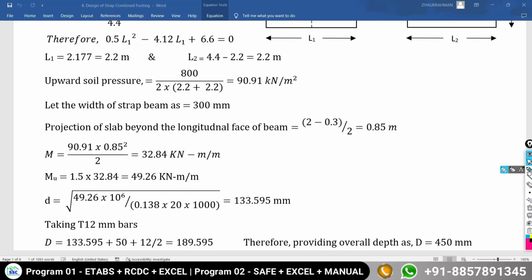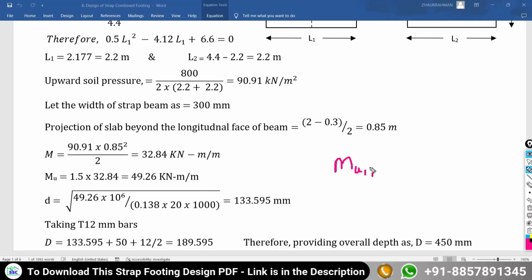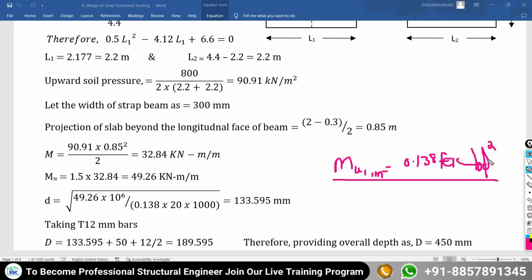Now I just want to calculate how much effective depth is required. So we know the formula: Mu limiting value is equal to 0.138 fck b d square. This is the formula to calculate the ultimate moment. So here we are going to use this formula to find out the effective depth. So for effective depth, the ultimate moment is 49.26 into 10 raised to 6 Newton mm, divided by 0.138 fck. The characteristic strength of your concrete is 20. We are making this calculation over a 1 meter width of the strip. So 1 meter means 1000 mm.